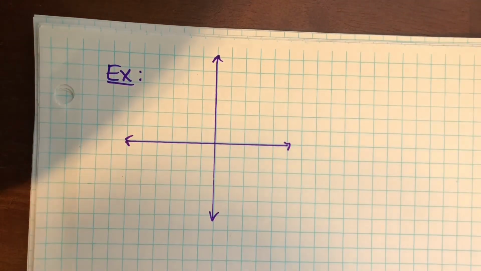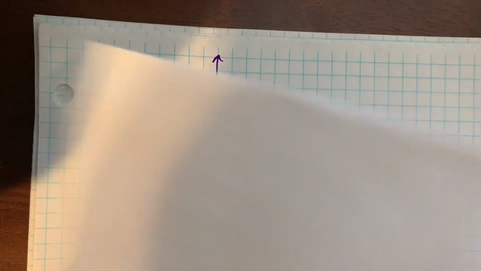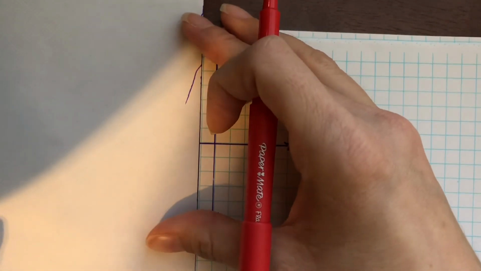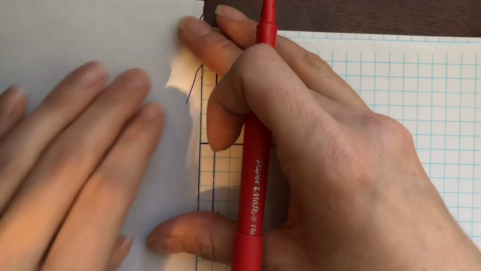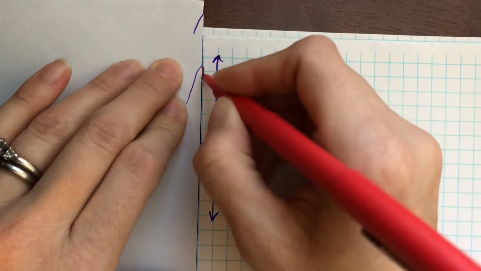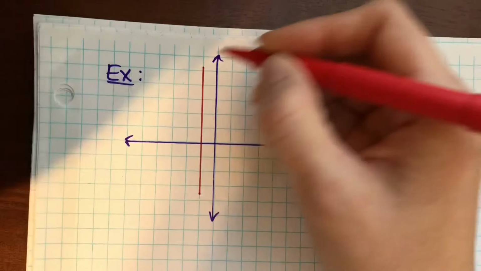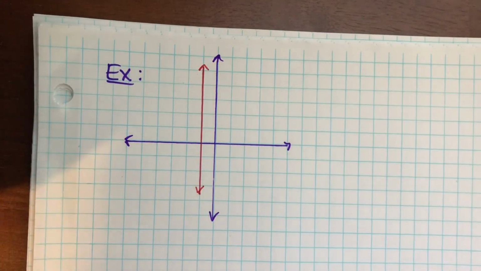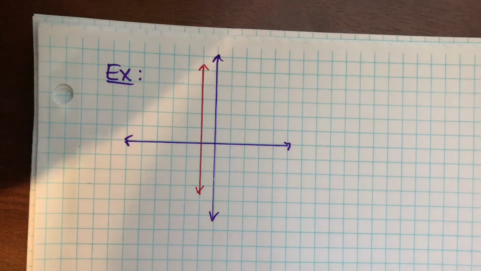Okay, so there's my coordinate plane. And I'm going to plot a line, well, let's do it right here. We've never done one right there. Now this one, it's not as intuitive from the equation when you're graphing it.